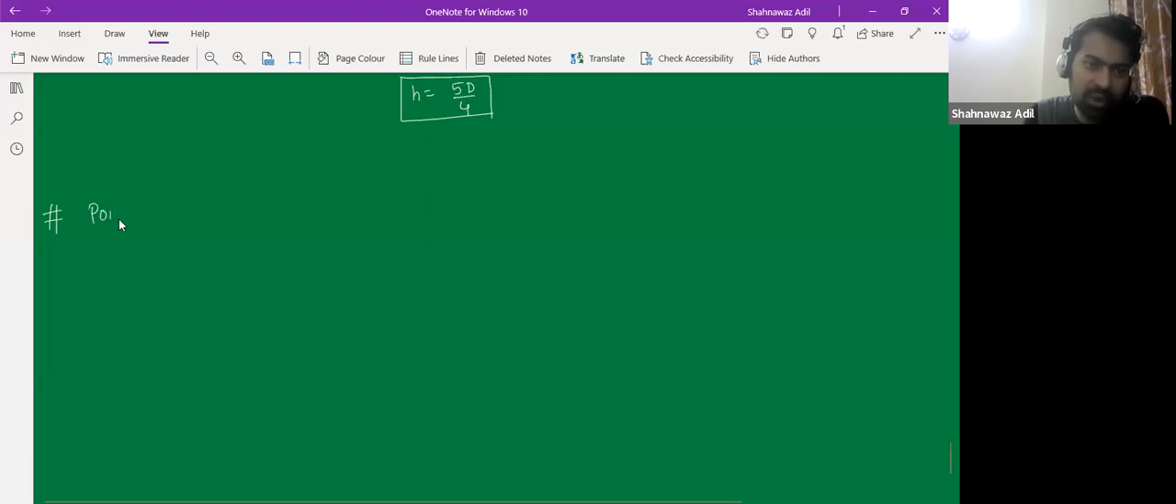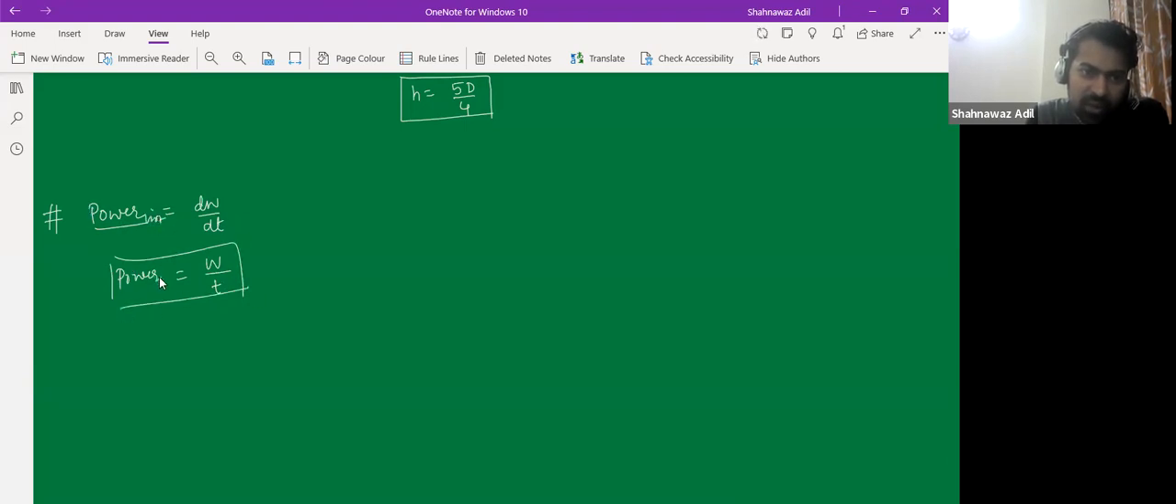You guys already know that power is the rate of doing work, right? So for small work done, this is dW by dt, and for continuous work done, that is simply W by t, right? This is instantaneous power, and then we have average power also, which is delta W by delta t.